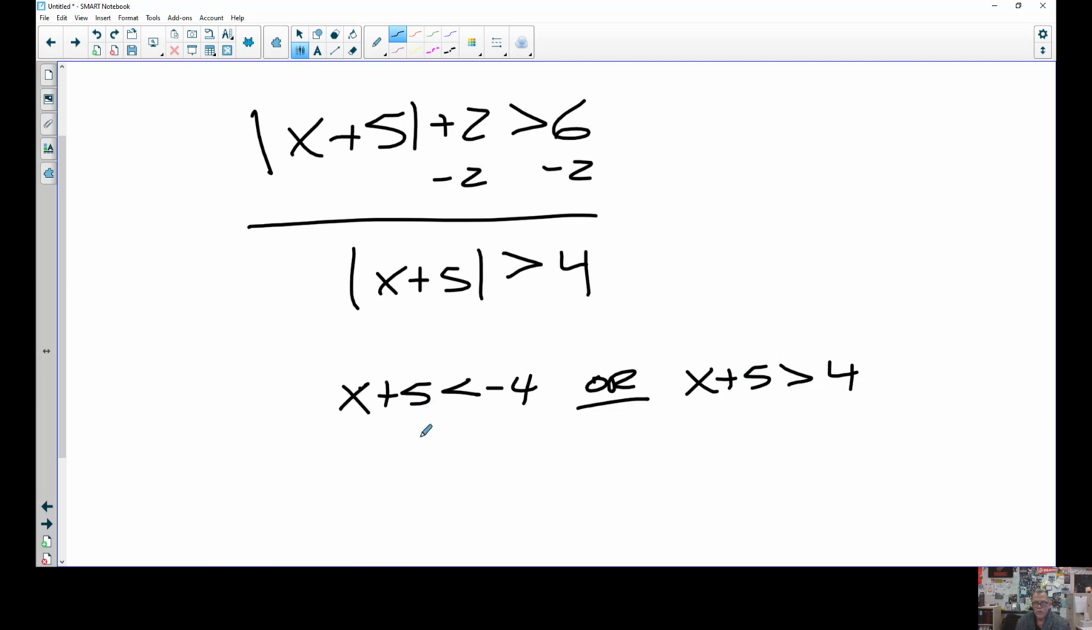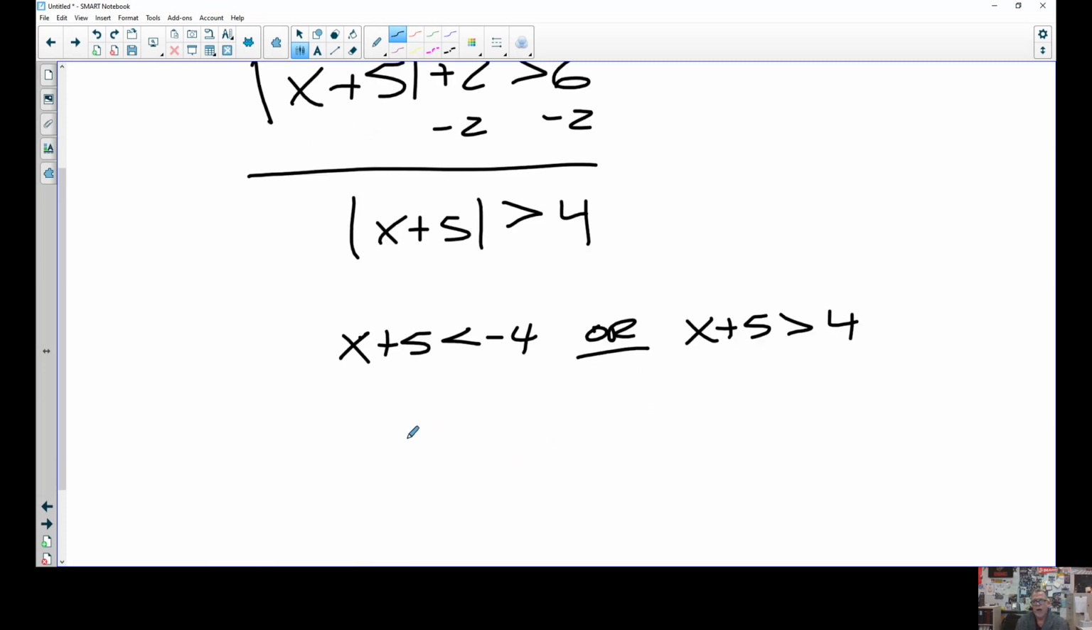Now we solve each of these individually. What we're going to do next, I'm going to subtract 5 from both sides. I get x is less than negative 9. Or, and again, I try to write this just to keep reminding myself. Subtracting 5 on each side here, I get x is greater than negative 1. So we write this just like this.